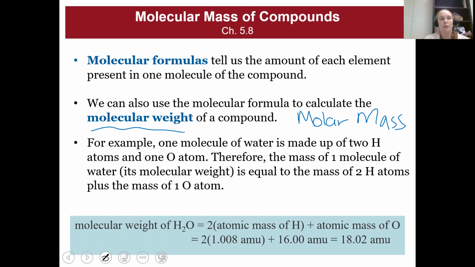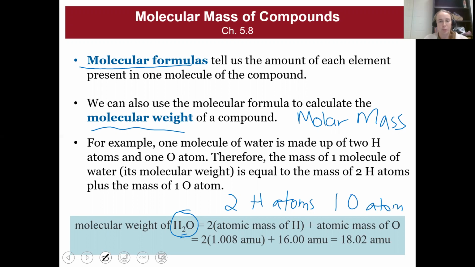So the molecular formulas that we learned for our covalent compounds tell us the amount of each element present in one molecule of the compound. For example, we look at water. Our formula tells us with this little subscript that there are 2 hydrogen atoms in one molecule of water. And there's no subscript on the oxygen, so there's 1 oxygen atom in one molecule of water. So that's how we read our molecular formula.